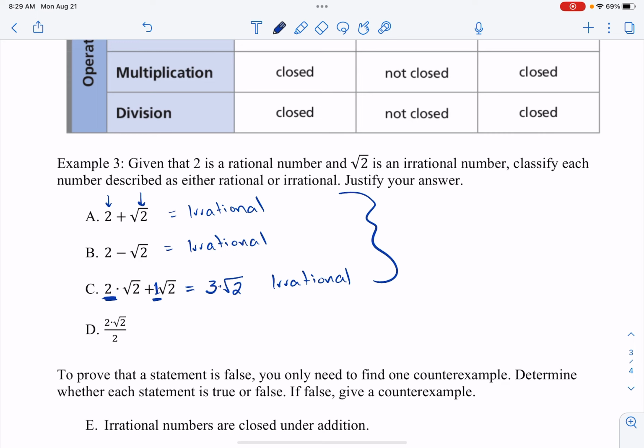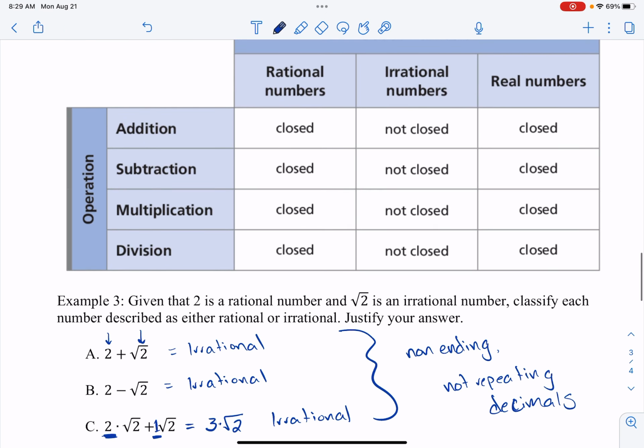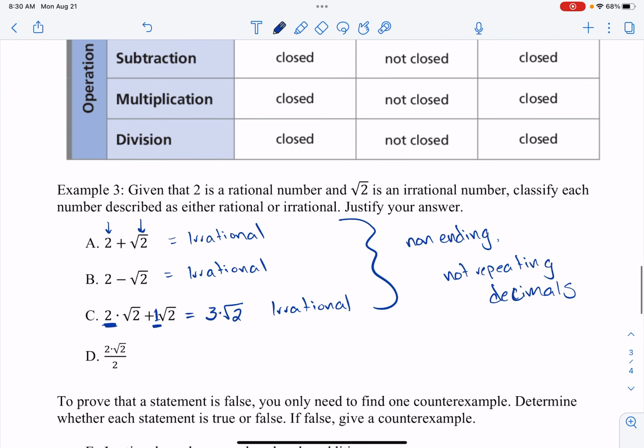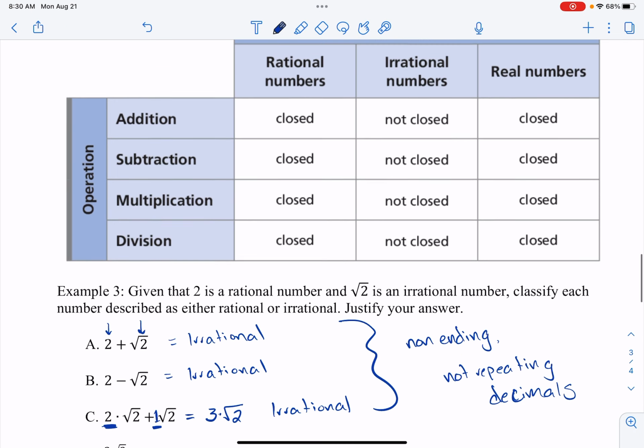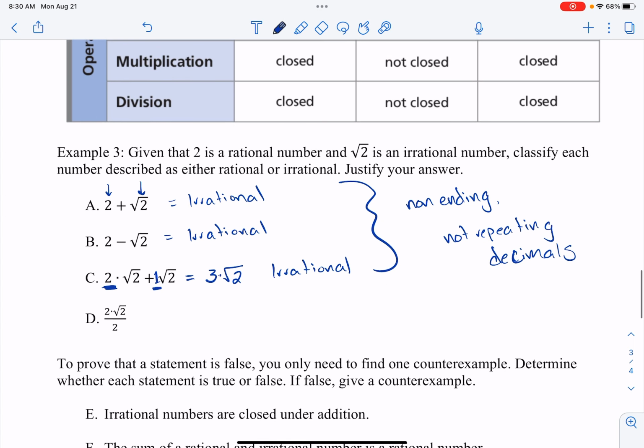And really, for justify your answer, I could say on all of these, they are non-ending, non-repeating decimals. But we could also look at that closure idea. The irrational numbers are not closed. We can't guarantee it there.